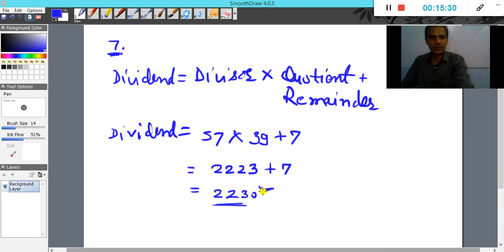मीन्स ये जो नंबर है ये डिविडेंड है. अगर हम इसको 57 से डिवाइड करें तो 39 क्वोशेंट होगा और 7 रिमाइंडर होगा. ओके स्टूडेंट्स, नोट इट डाउन.